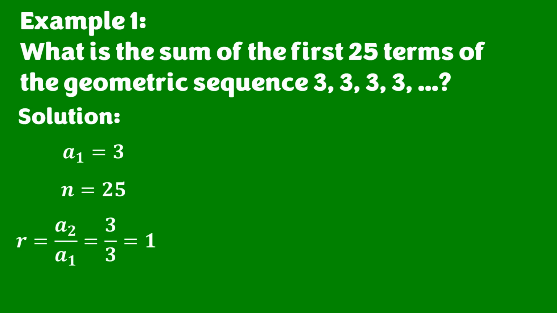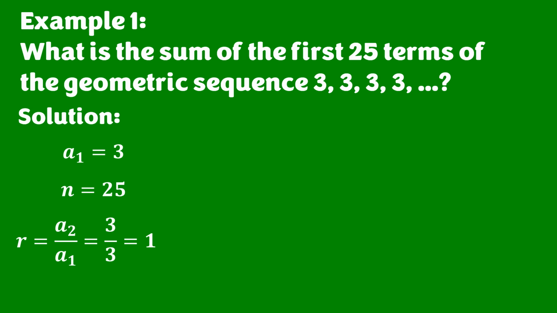And we're going to solve for the value of r, or the common ratio. So that is r equals a sub 2 divided by a sub 1. That is equal to, a sub 2 is 3 and a sub 1 is 3. So 3 divided by 3 is equal to 1. The common ratio of the given geometric sequence is 1.